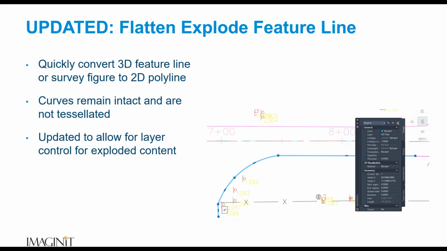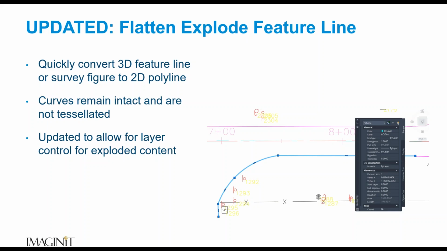On popular demand, we updated the Flattening Explode feature line utility. The way that this utility always worked was, it would take feature lines or survey figures, you would run the command, and it would create a polyline at elevation 0. However, it would retain all the curves.